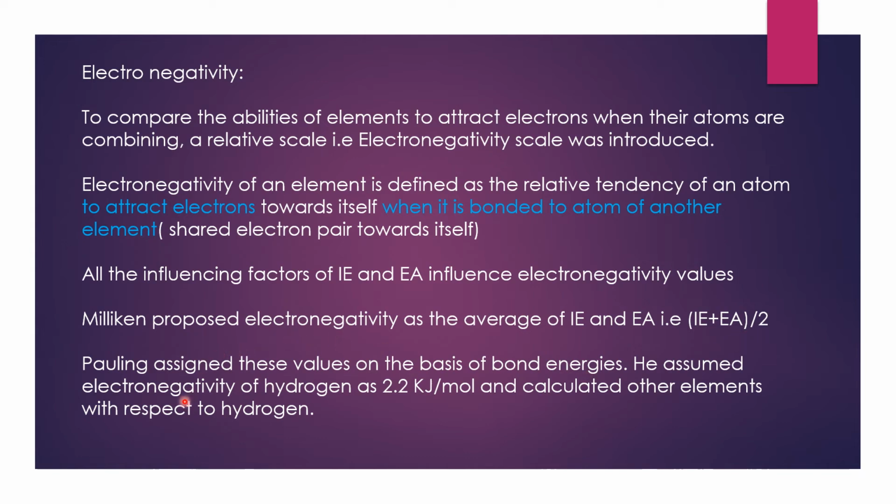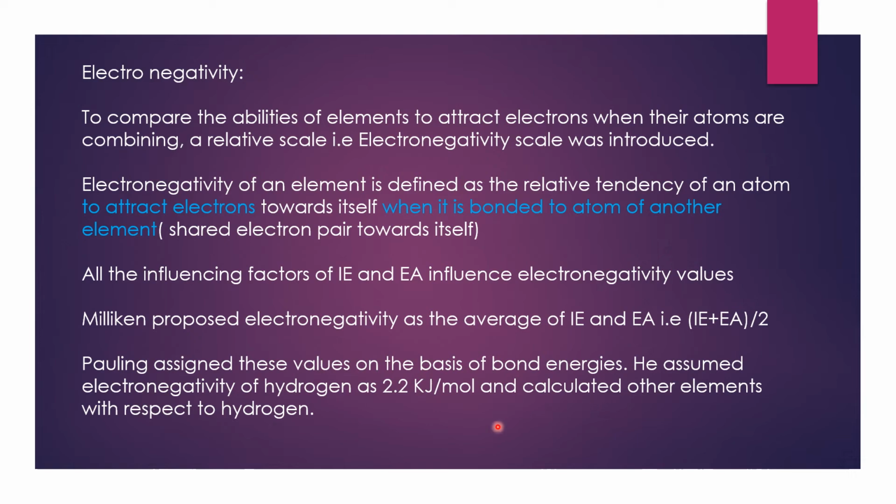Then Linus Pauling assigned these values on the basis of bond energy. Later on, Linus Pauling assigned the electronegativity of all the other elements based on their bond energies.